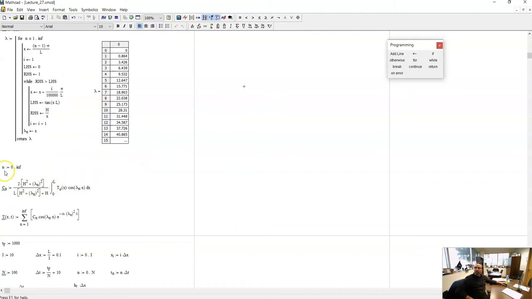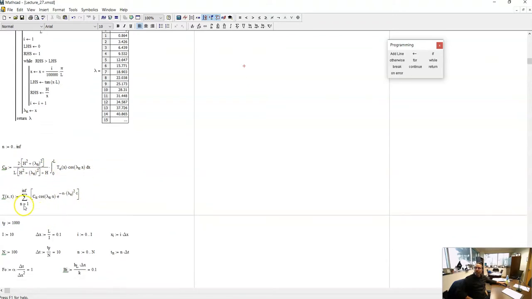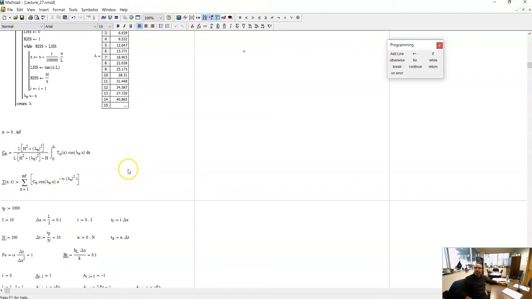Then we are going to calculate the constants of integration, 100 of them to be precise. The constant of integration is equal to the inverse of the norm, which comes from the table, times the integral from 0 to L of the initial condition times the eigenfunction. And the solution, the analytical solution, is an infinite series. We're truncating the series at 100 terms: constants of integration times the eigenfunction times e to the minus alpha lambda squared times time.